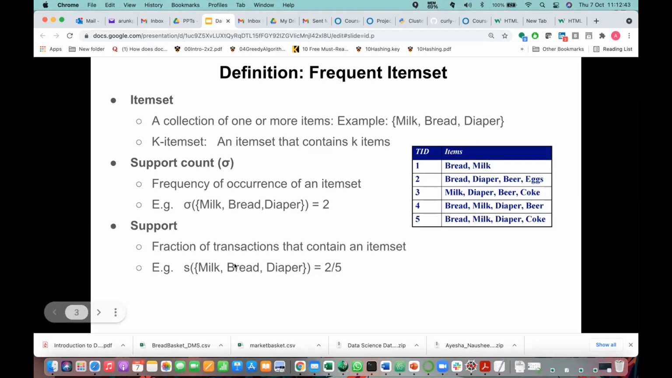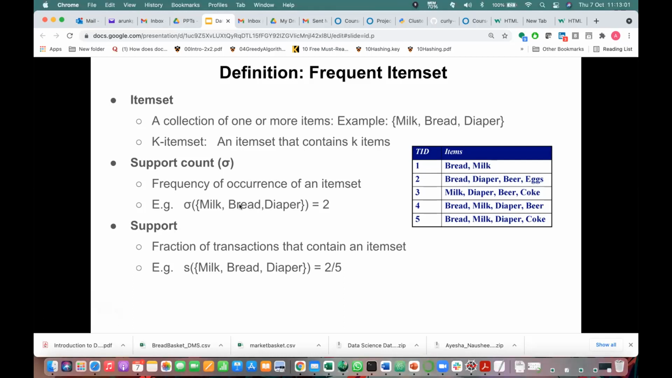That is support count. Support will come in fractions. So 2 out of 5 transactions are supporting this particular item set. Support we always say in a fraction: the support count divided by the total number of transactions is the support. So it is the fraction of transactions that contain an item set. In the above case, 2 transactions out of the 5 are supporting, so support in terms of the fraction is 2 by 5, that is 0.4.